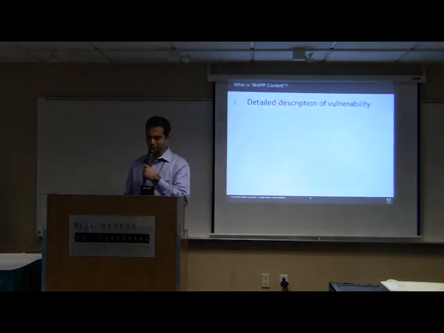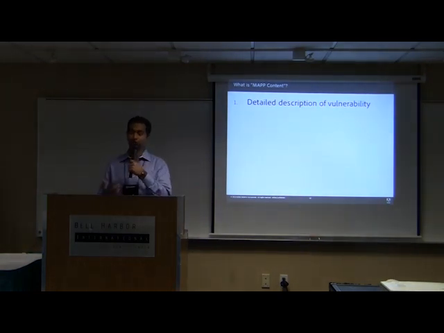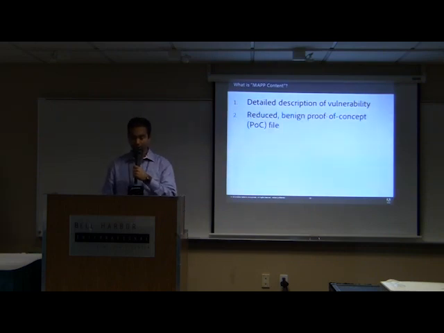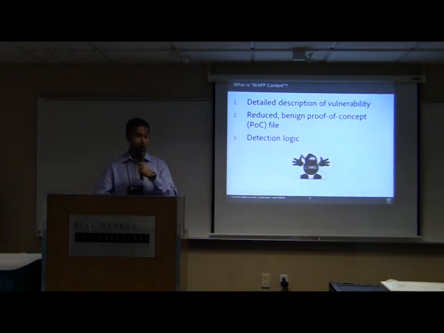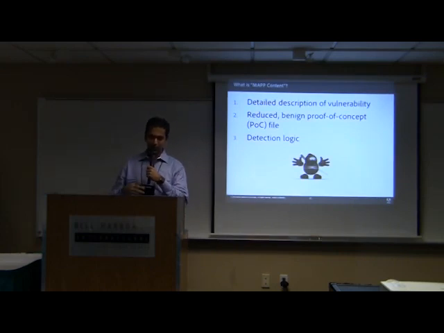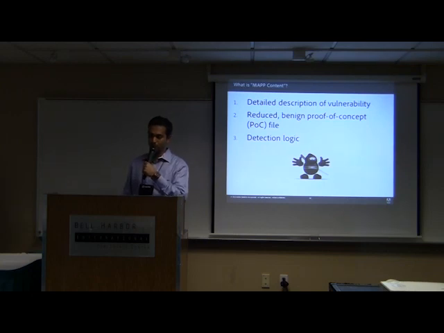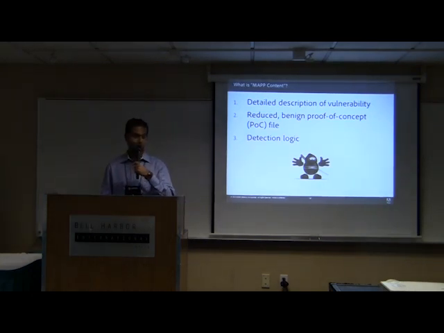So I wanted to share some more details on what goes into this MAP content that is shared with partners. The first is a detailed description of the vulnerability. The second is a reduced proof of concept file. And the third is, in Microsoft terminology, something called detection logic. And I'll explain each of these in turn. But the idea behind sharing these three pieces, and this is something that Microsoft worked up, is that an analyst at a security company, when looking at these pieces in combination, would be able to create security signatures because these describe what is needed precisely to write a signature for a security bug.